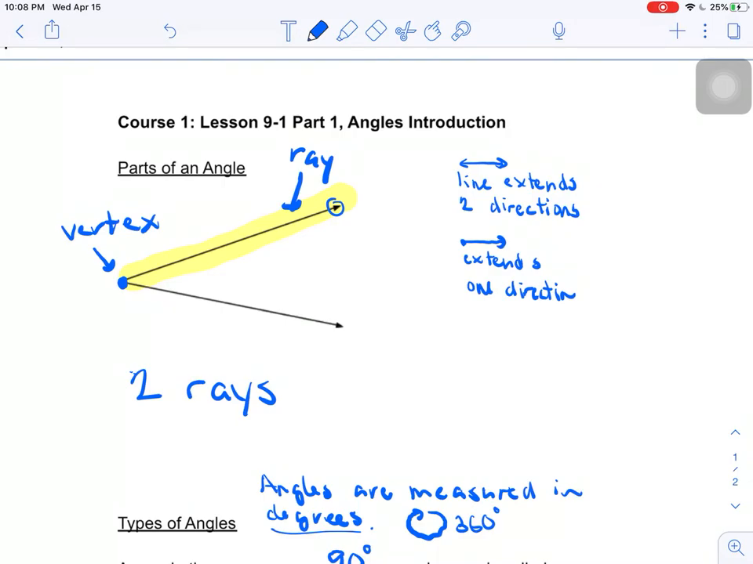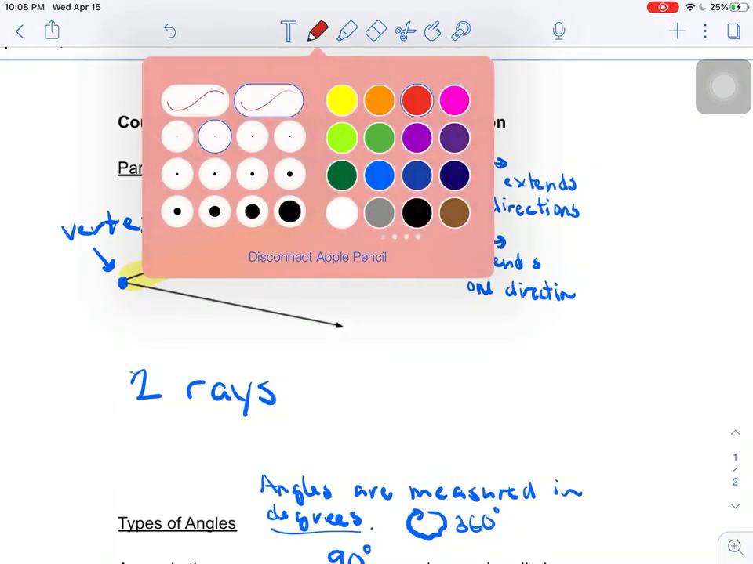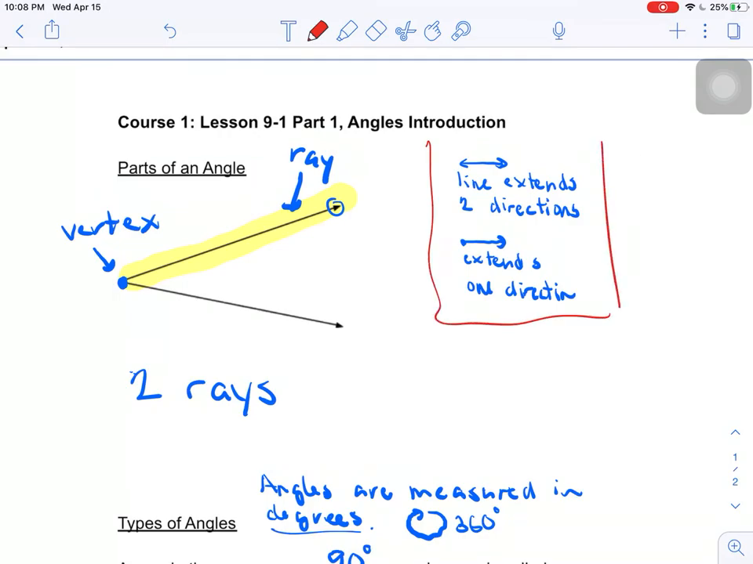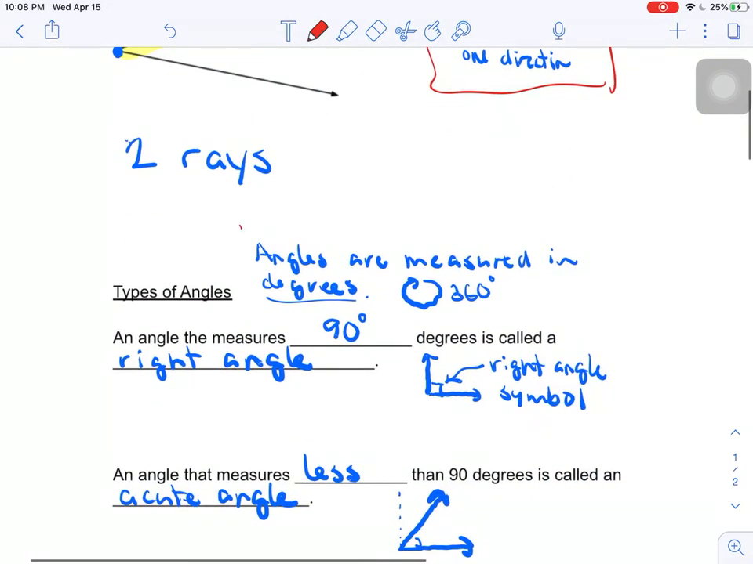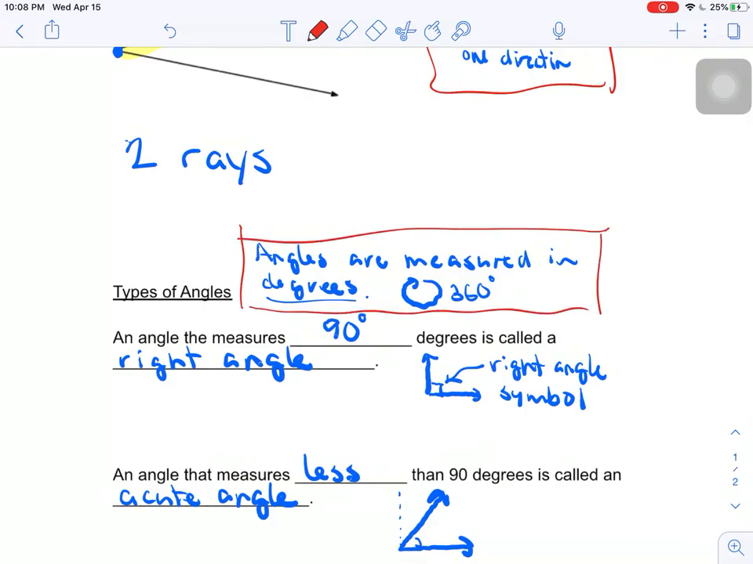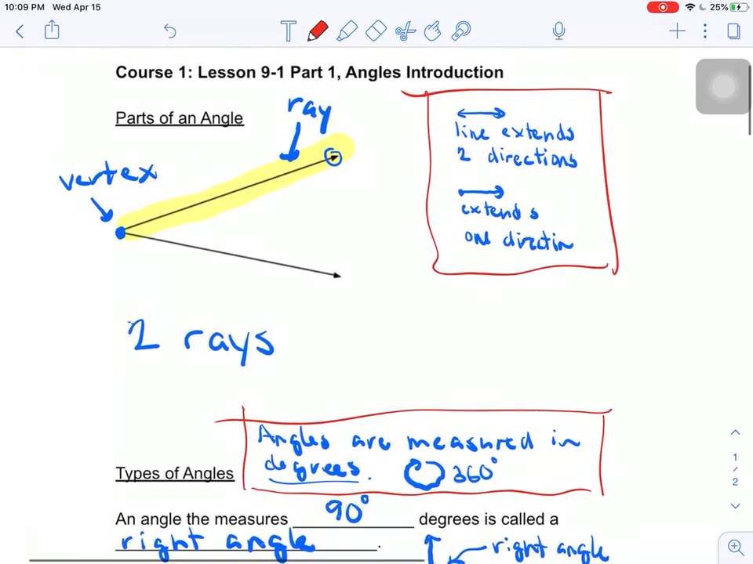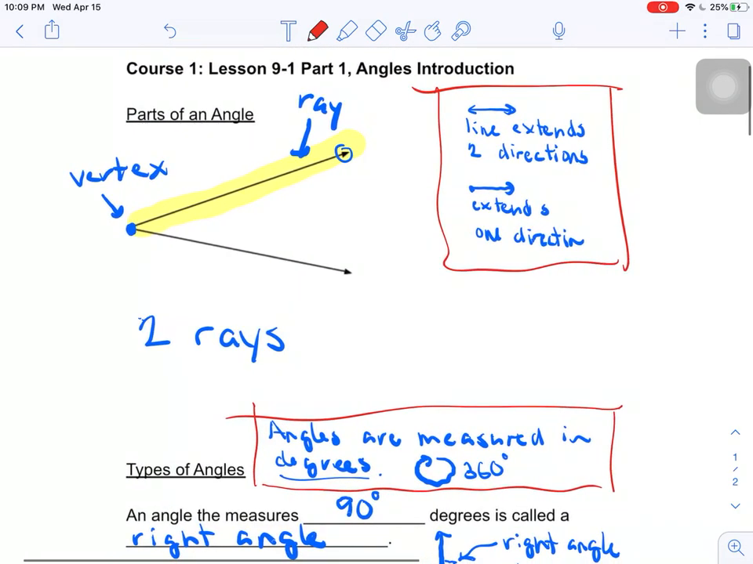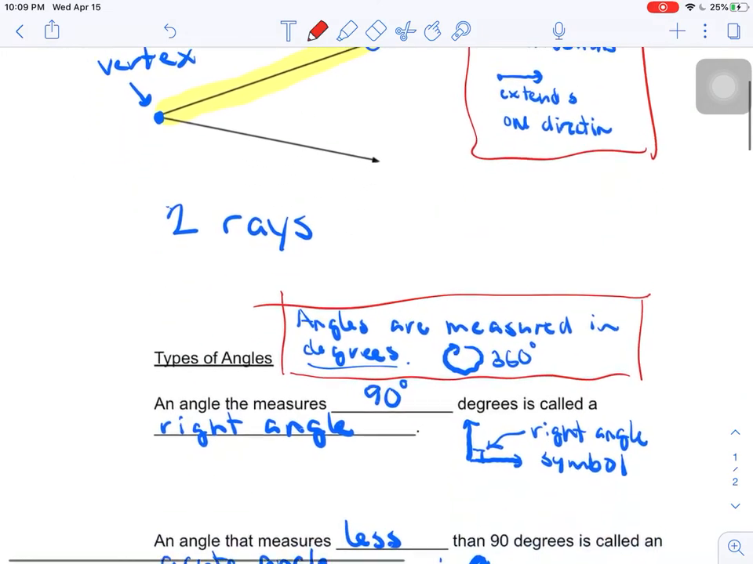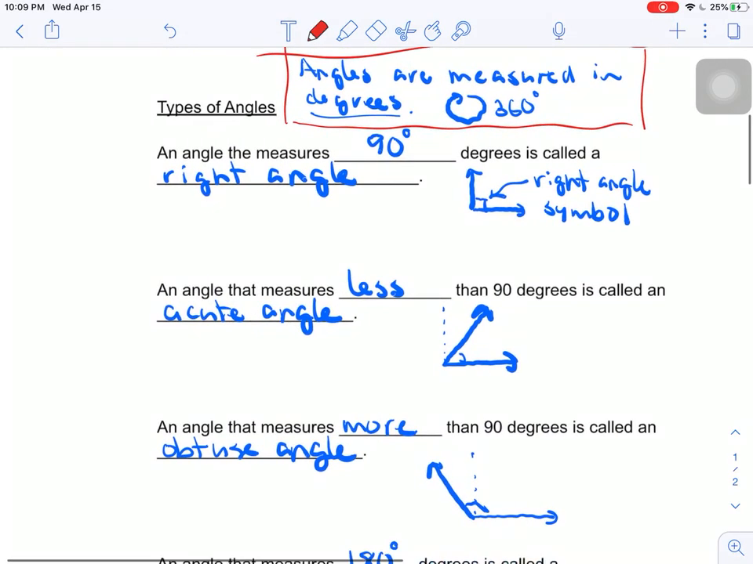At this point, your notes outline should be filled in. We did add a couple of extra things into your notes. We added in right here the difference between a line and a ray, and we also added in a little blurb about measuring angles in degrees. Both of those things that I just boxed in red should also be added in with the rest of your notes. Your notes should look exactly like what is on my screen.